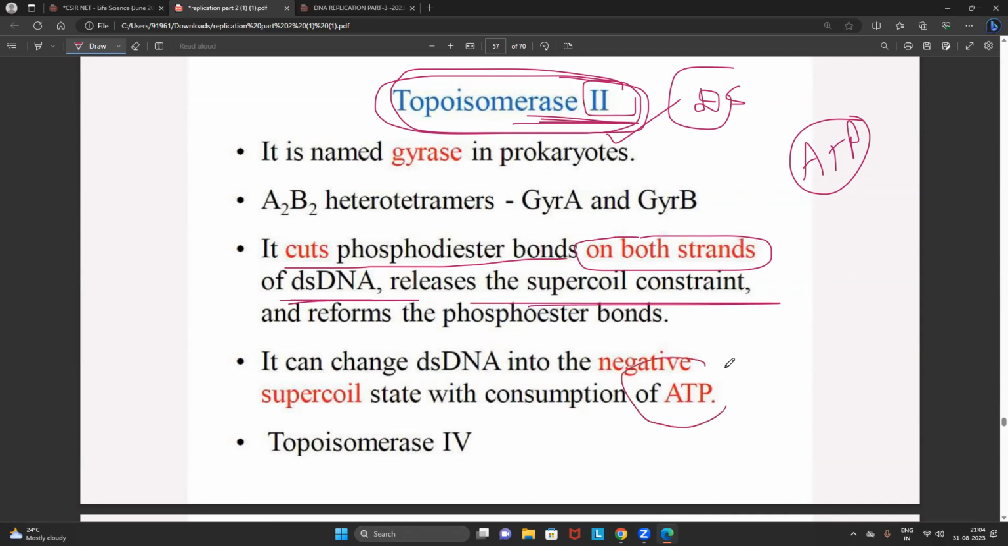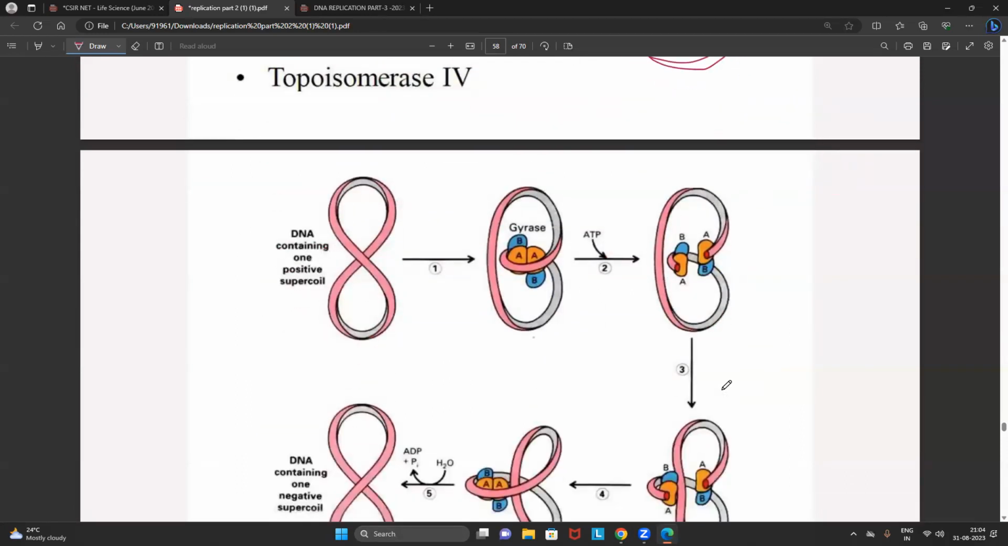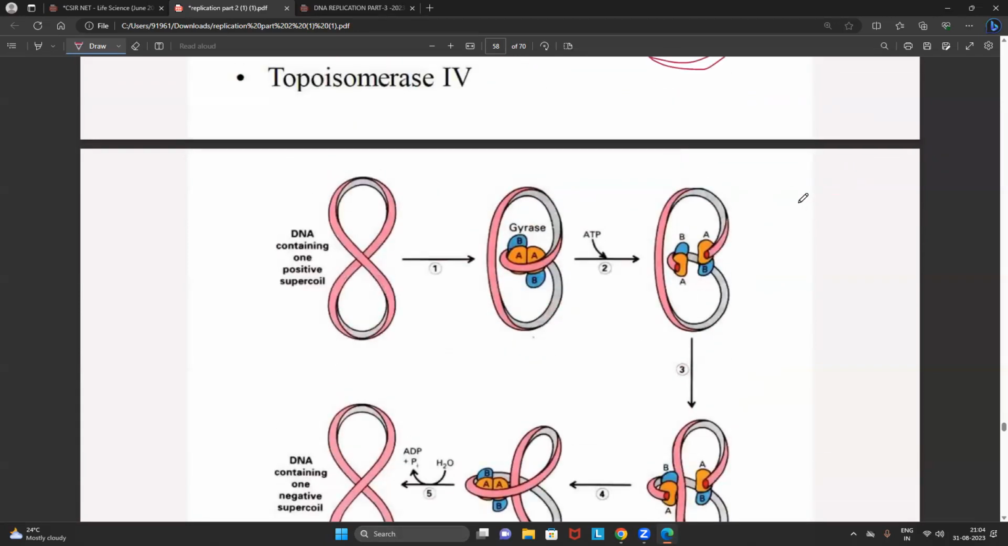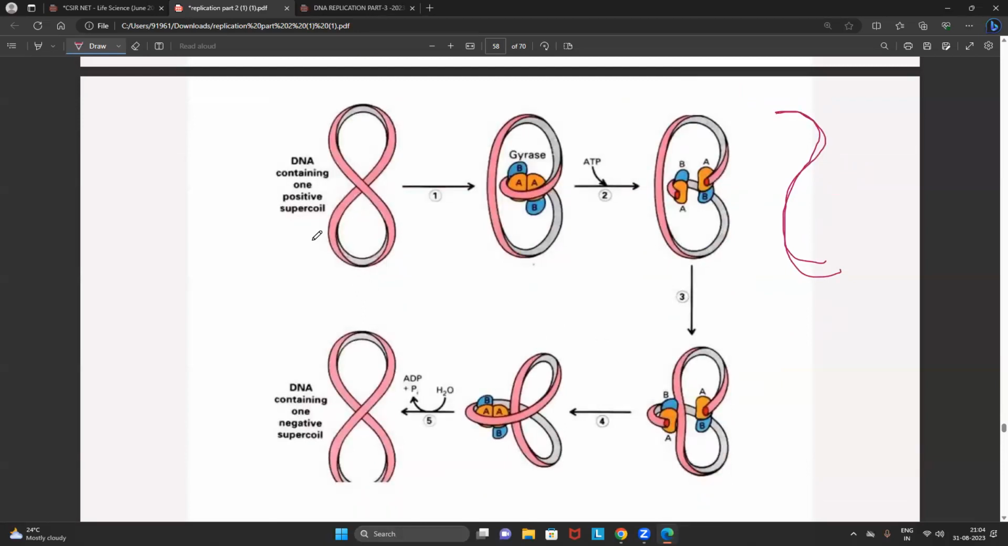So by consumption of ATP, every student look into this picture. You all know very well, friends, DNA is negatively supercoiled. Correct? See, friends, I'm telling you, DNA has a right-handed orientation like this. You can see, right? This is the right-handed orientation. But because of the coiling, see this, now the orientation changed. Changed to which direction? Left hand. It is called DNA containing a positive supercoil.